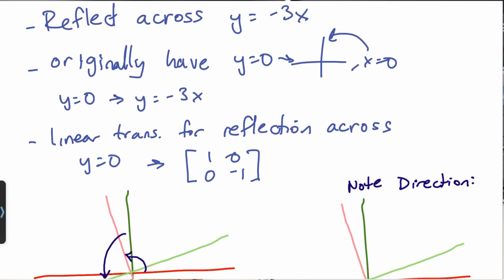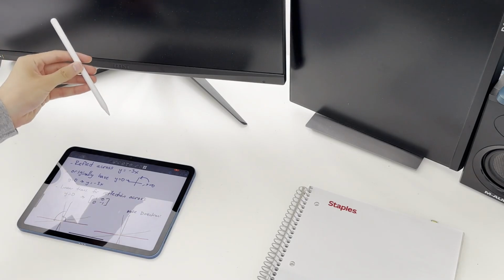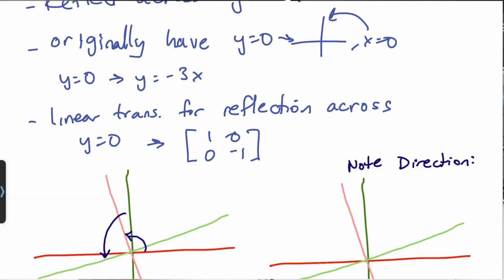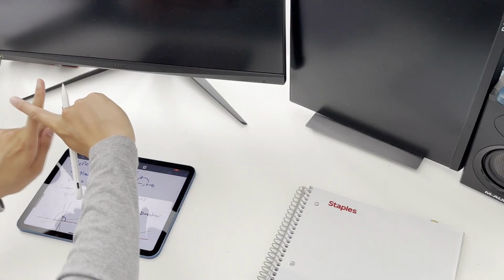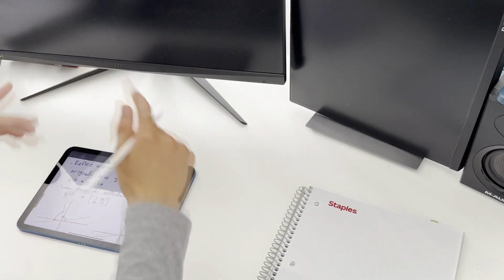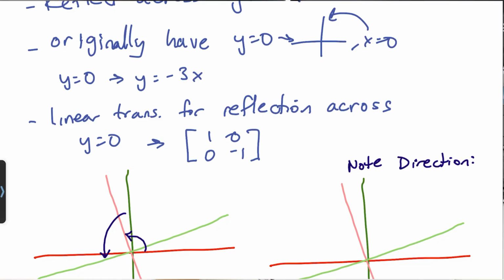All right, now let's try to do something interesting. Let's reflect a point across some line, y equals negative 3x, which looks like this. Originally, in your xy plane, you have y equals 0 as your x-axis and x equals 0 as your y-axis. But we're going to be changing y equals 0 to y equals negative 3x. And another thing to note is that a linear transformation for a reflection across y equals 0 is this matrix right here, which we did earlier.